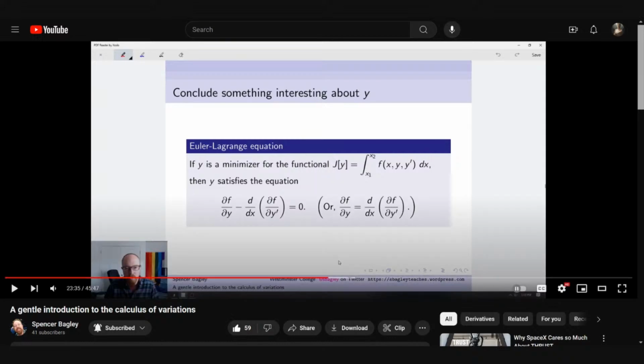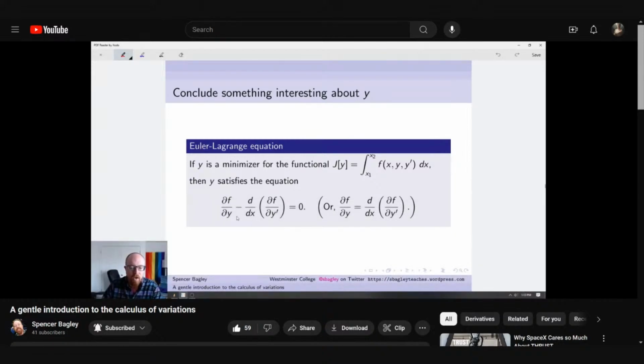Okay, this comes out of a functional. I'm going to write it in two ways. Either that quantity that was multiplied by eta has to be 0, or, if you just add this over, you can see the partial of f with respect to y has got to equal the x derivative of the partial of f with respect to y prime. Hold that thought because we're going to see it again on the next slide.